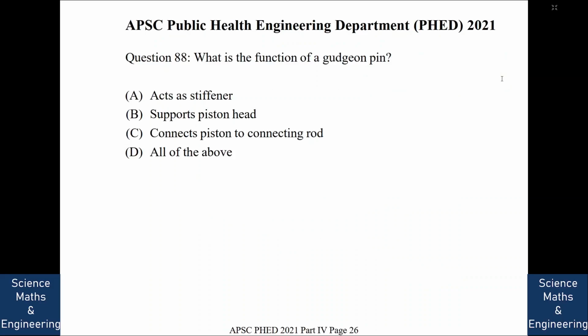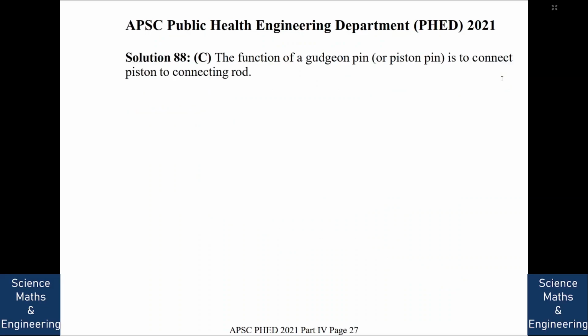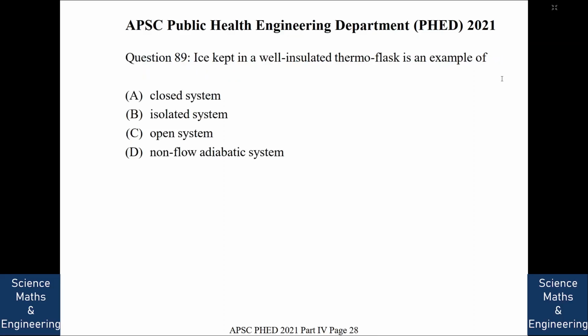What is the function of a gudgeon pin? A gudgeon pin is used to connect the piston to the connecting rod. So between the piston and the connecting rod there is a small pin that is called a gudgeon pin. Okay, so we'll go to the next question.